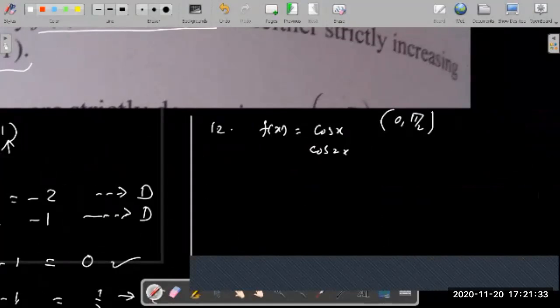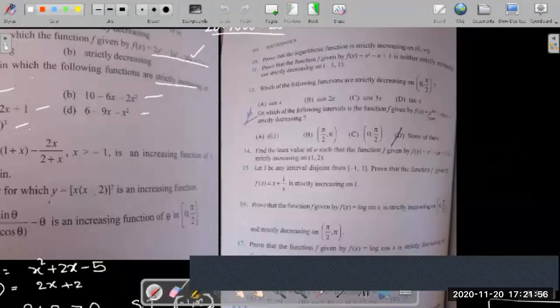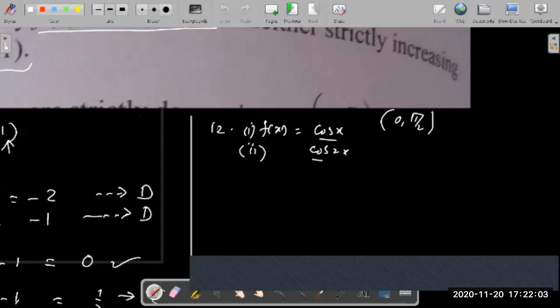So 12th question. f of x is equal to cos x, f of x is equal to cos 2x, and f of x is equal to... so this is the first one, and this is the second one. The question is, which of the following functions are strictly decreasing? Strictly decreasing between 0 and pi by 2.